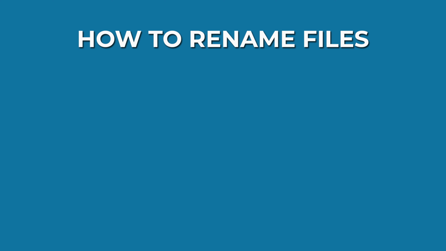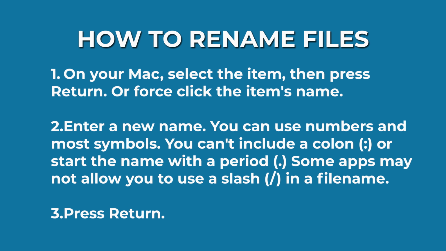Now, let's talk about how you rename a file. Sometimes your scanner will save your file with an arbitrary file name that it creates. If that happens, or if you are renaming files that you've copied from other folders on your computer, you're going to want to be able to rename those files. Now, if you're on a Mac, you simply select the item by highlighting it, then you press the Enter key or the Return key, or force click the item's name. Then you can enter a new name in place of the old.